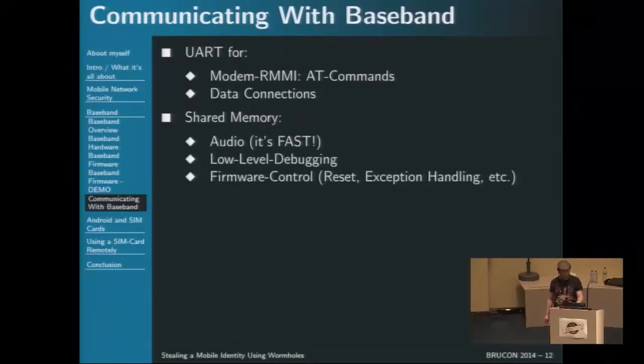There are two main methods for that. There's the UART method, more like a serial connection. It's used for AT commands, so there's an AT command processor on the baseband, and for things like data connections, GPRS. The more interesting part is the shared memory. It's very fast, so you can use it to transfer audio data. You can use it for low-level debugging, and MediaTek also uses that to control the firmware.